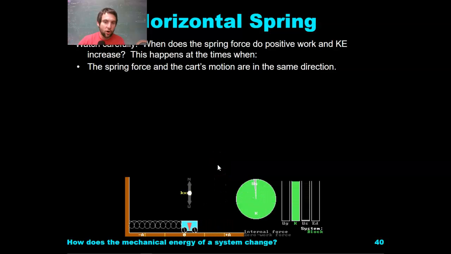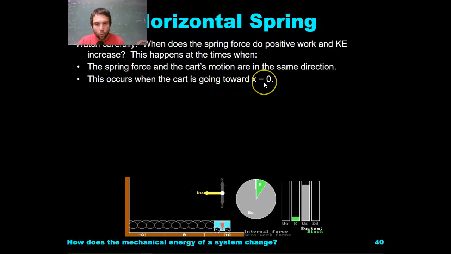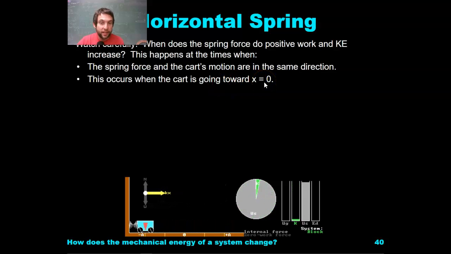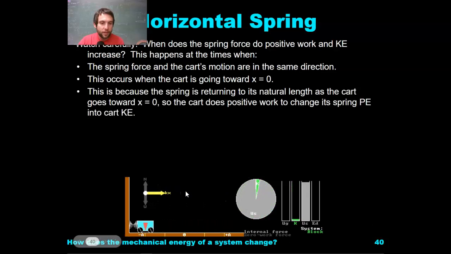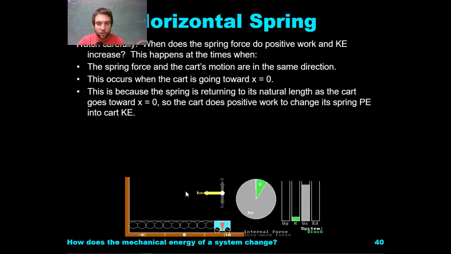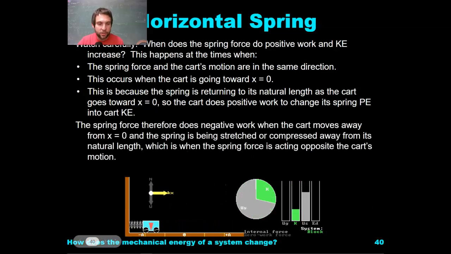The spring force and the cart's motion are in the same direction. This occurs when the cart is going towards x equals 0, towards that equilibrium spot right here. So whenever the force is directed towards 0, there's positive work happening. This occurs because the spring is returning to its natural length as the cart goes towards x equals 0. So the spring force does positive work to change the spring potential energy into kinetic energy.